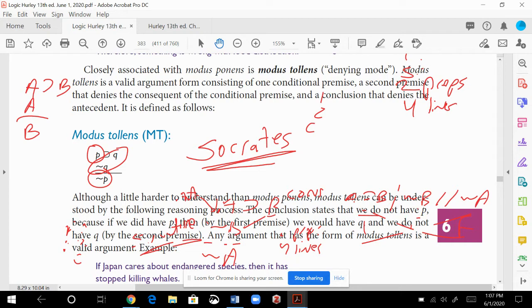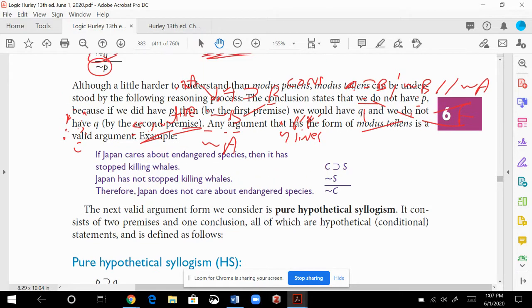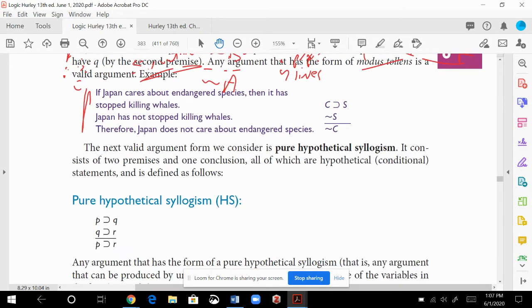That's two forms. We have modus ponens, we have modus tollens. Now let's go to, and he gives you an example. He just says, look, C and an S, not S, therefore not C, and he gives you your meaning and all that kind of stuff right here. It's about killing whales in Japan. So let's go on to the next one.